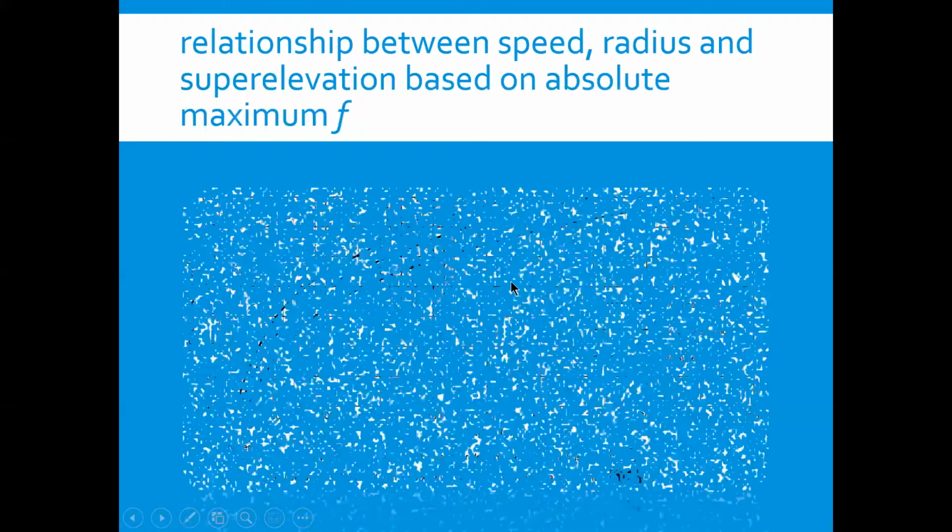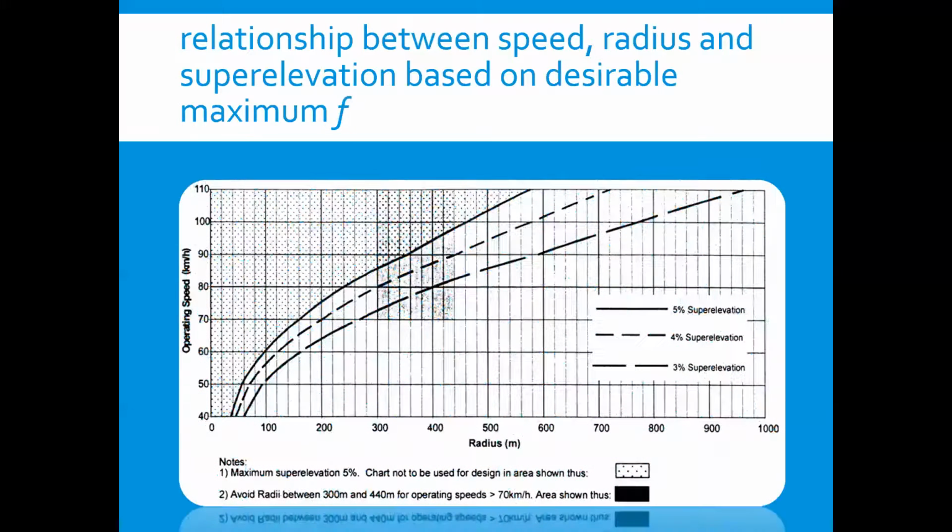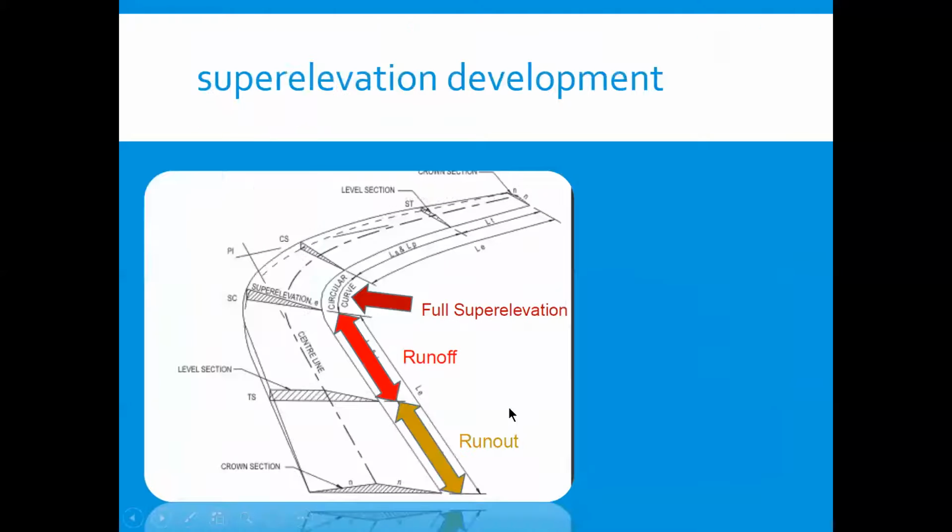Next slide shows the relationship between the speed, radius, and superelevation based on absolute maximum F value. And the sketch on the next slide shows the relationship between the radius, speed, and superelevation based on the desirable maximum F value.